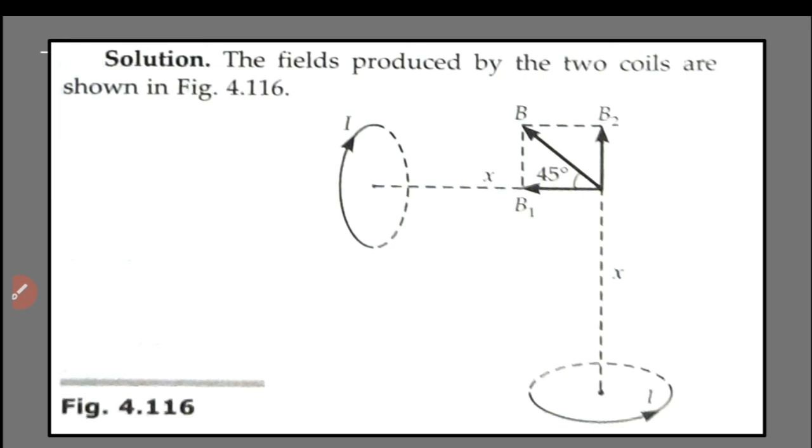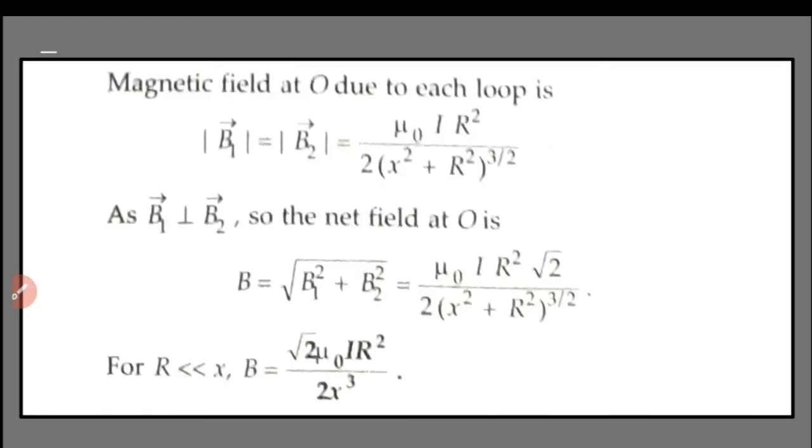Since equal vectors act at an angle of 90 degrees, their resultant will make an angle of 45 degrees with either of the vectors. So the resultant is mu 0 I r square root 2 divided by 2 into x square plus r square whole raised to 3 by 2, and the direction is making an angle of 45 degrees with either of the vectors.